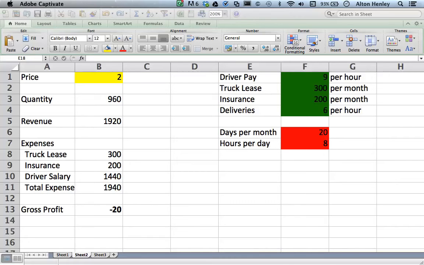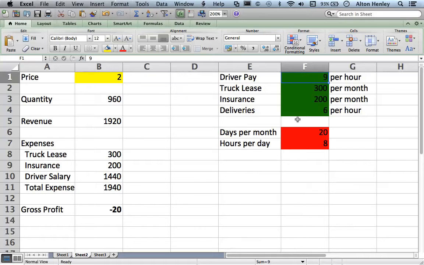Okay, building your first model. As you look at the Horvath market program, it's pretty simple. Case, it's pretty simple. Guy wants to create a grocery delivery service for his grocery store, and he knows certain facts: that he's going to have to pay $9 an hour for his driver, that his truck lease is $300 a month, that insurance is going to cost him $200 a month, and that he can make up to 6 deliveries an hour.